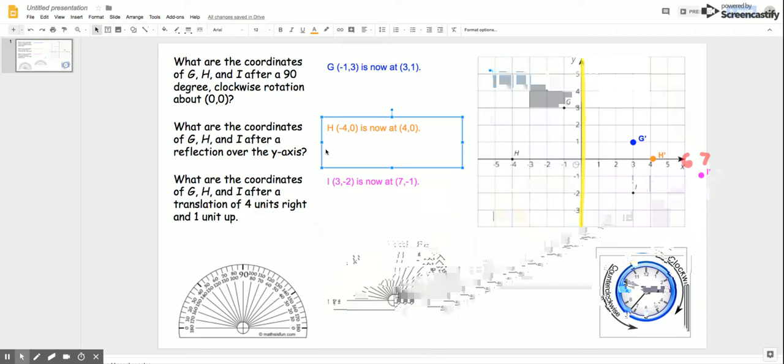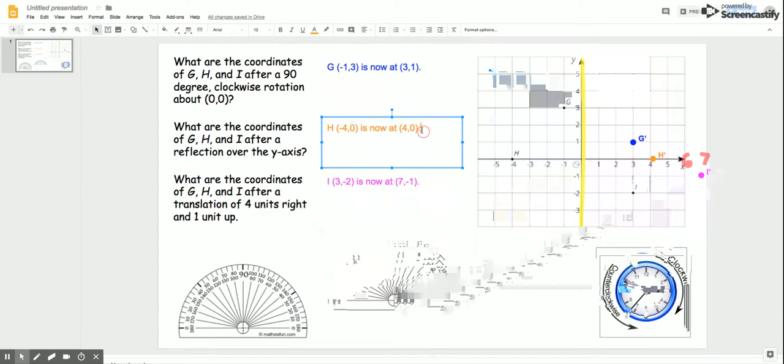One thing I want to point out is when we reflect over the y-axis, our x value is the only thing that changes, and it becomes its opposite. So H was originally at (-4, 0). So after being reflected over the y-axis, it should be at (4, 0). If H was originally at (4, 0), and we wanted to reflect it over the y-axis, its opposite would be -4, so then H prime would be at (-4, 0). And the same thing goes for reflecting over the x-axis. The y value becomes its opposite.